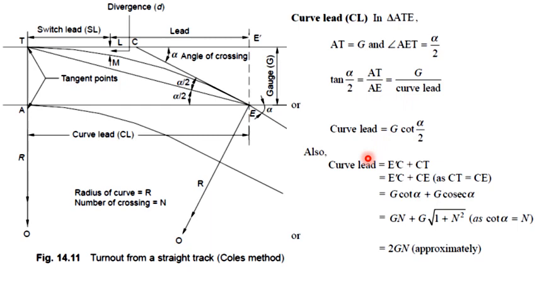Curve lead is given by G cot alpha by 2, and also we have curve lead is equal to E dash C plus CT. So that comes to G cot alpha plus G cosec alpha. Finally, it can be written as approximately 2GN.